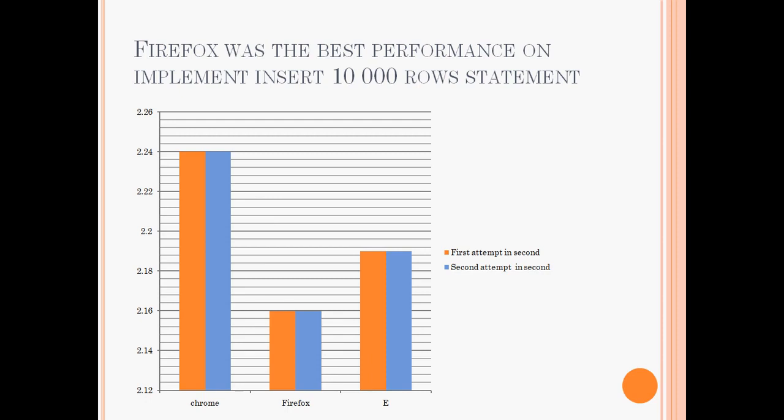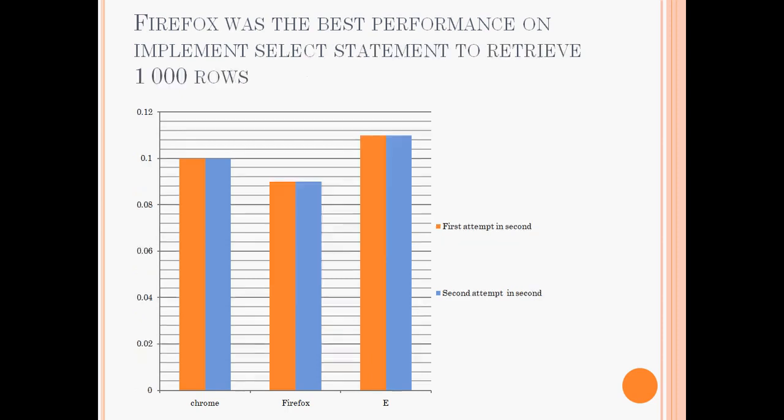Firefox had the best performance on the insert 10,000 rows statement, and we see in the chart Firefox for the first and second attempt takes 2.16 seconds, and this is the lowest time. Firefox also had the best performance on the select statement to retrieve 1000 rows, and the chart shows that Firefox takes the lowest time to implement the select statement.